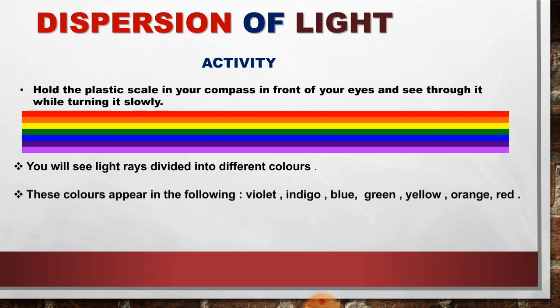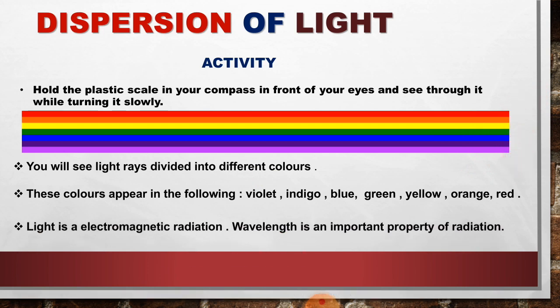These colors appear in the following order: violet, then indigo, then blue, green, yellow, orange and red. So these combined colors are what we call VIBGYOR. Okay, you all know that.